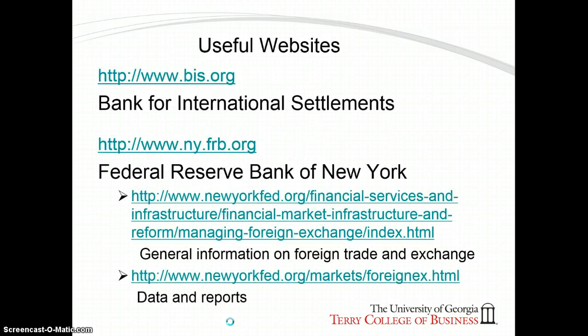Before we dive in, let me mention two organizations that provide a wealth of useful data and research on FX markets. First, here's a link to the website for the Bank for International Settlements, which was founded in 1930 and is headquartered in Basel, Switzerland. The BIS is essentially a bank for central banks, and it promotes discussion and collaboration among central banks of countries around the world. Its goal is to promote international financial cooperation and stability.